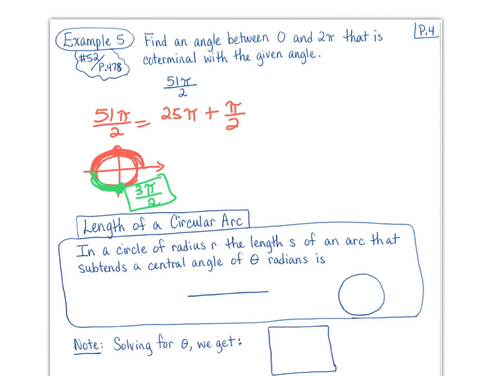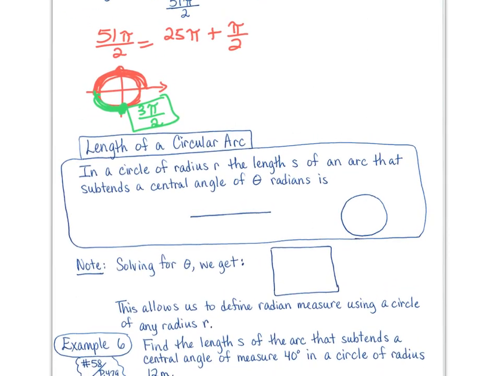Now let's talk about the length of a circular arc. A lot of books call this arc length. In a circle of radius r, the length s of an arc that subtends a central angle of theta radians is s equals theta times r.